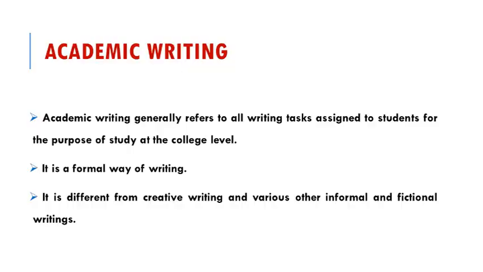So the definition of academic writing. What is academic writing? Basically this means the writing at your college level, not the school level. We can define academic writing as follows: academic writing generally refers to all writing tasks assigned to students for the purpose of study at the college level. It is a formal way of writing, and it is different from creative writing and various other informal and fictional writings. So this is the definition of academic writing.